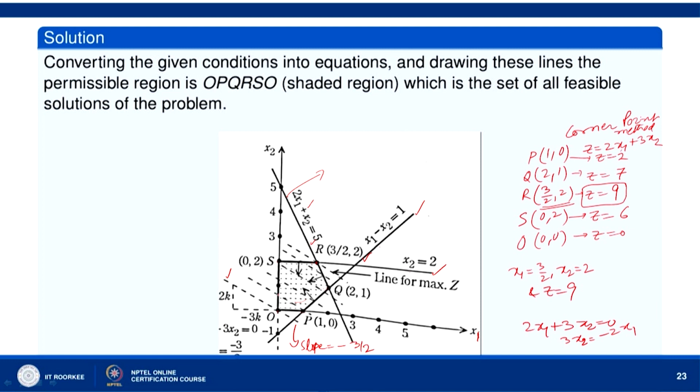Now, we go on drawing lines parallel to this line which passes through the origin, till we reach a line which passes through this vertex. This line has maximum distance from the origin. So, this vertex is the one which will give us the maximum value of Z, and at this vertex (3/2, 2), as we have seen, Z is 9. So, the maximum value of Z is 9.